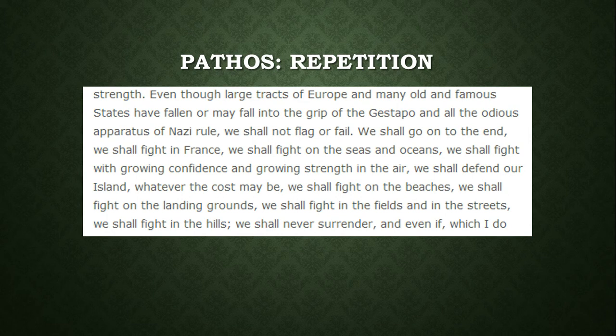Sorry for the rhyme. So here we have Winston Churchill giving his more famous lines from this speech, where he repeats the words "we shall," calling his audience into action. So he says, "We shall go on to the end. We shall fight in France. We shall fight on the seas and the oceans. We shall fight with growing confidence and growing strength in the air. We shall, we shall, we shall."